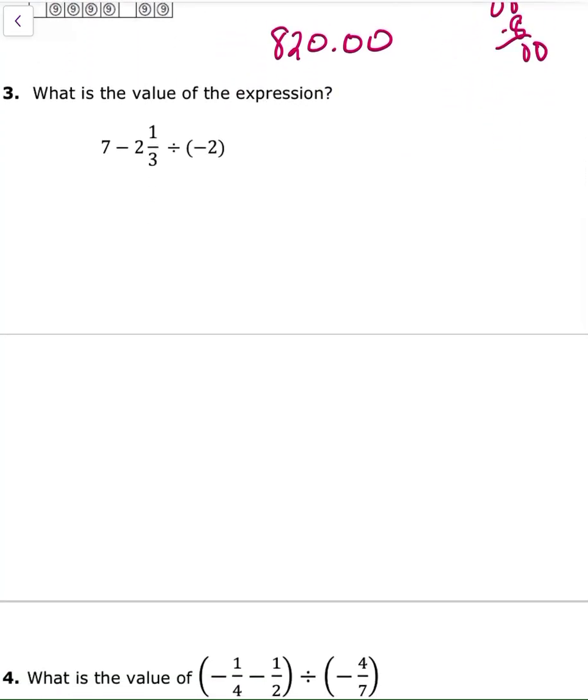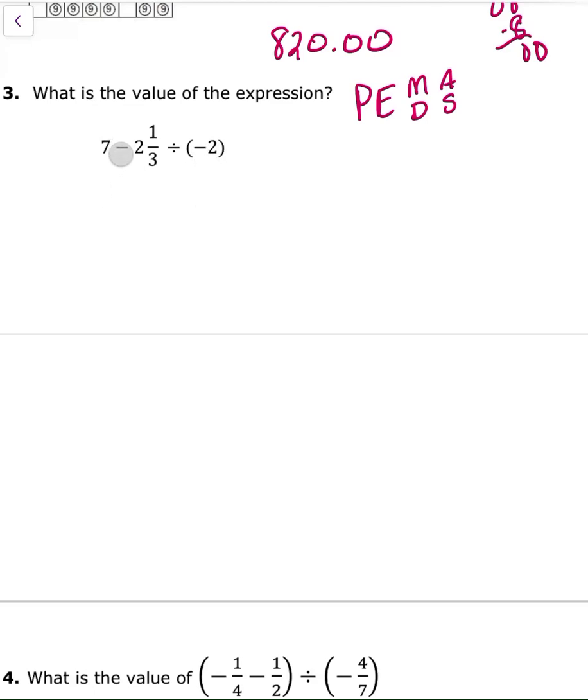Number 3 says, what is the value of the expression 7 minus 2 1/3 divided by negative 2? Remember, we always have to remember to use PEMDAS. So we have parentheses here. We have parentheses right here, but there's nothing to do inside the parentheses. So basically what these parentheses are telling us is that that is a negative 2. They don't mean anything else except they're separating that to be a negative 2.